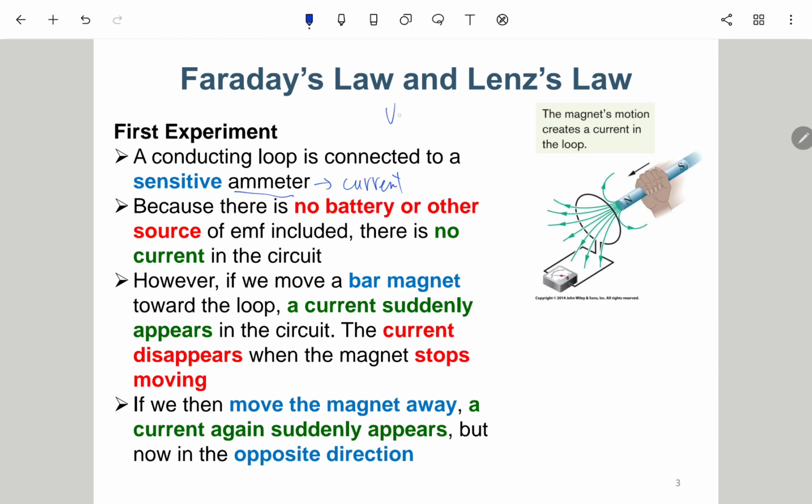We also have a voltmeter to measure the voltage, or you can consider this a potential difference. We have a voltmeter and also an ammeter. The ammeter is used to measure current, so a sensitive ammeter means it can measure some small current. This statement actually refers to this part: we have a conducting loop, and then connecting to it, this is actually the ammeter.